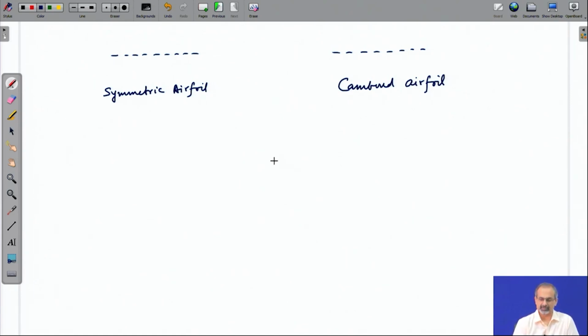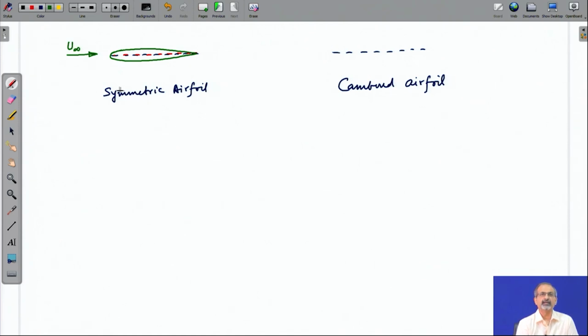is 0 or otherwise. Now, in a symmetric airfoil, the camber line superposes on the chord line. That means you essentially do not have any camber, and therefore, when you equally distribute the thickness about the camber line, which is nothing but the chord line, the thickness is symmetrically disposed about the chord line.